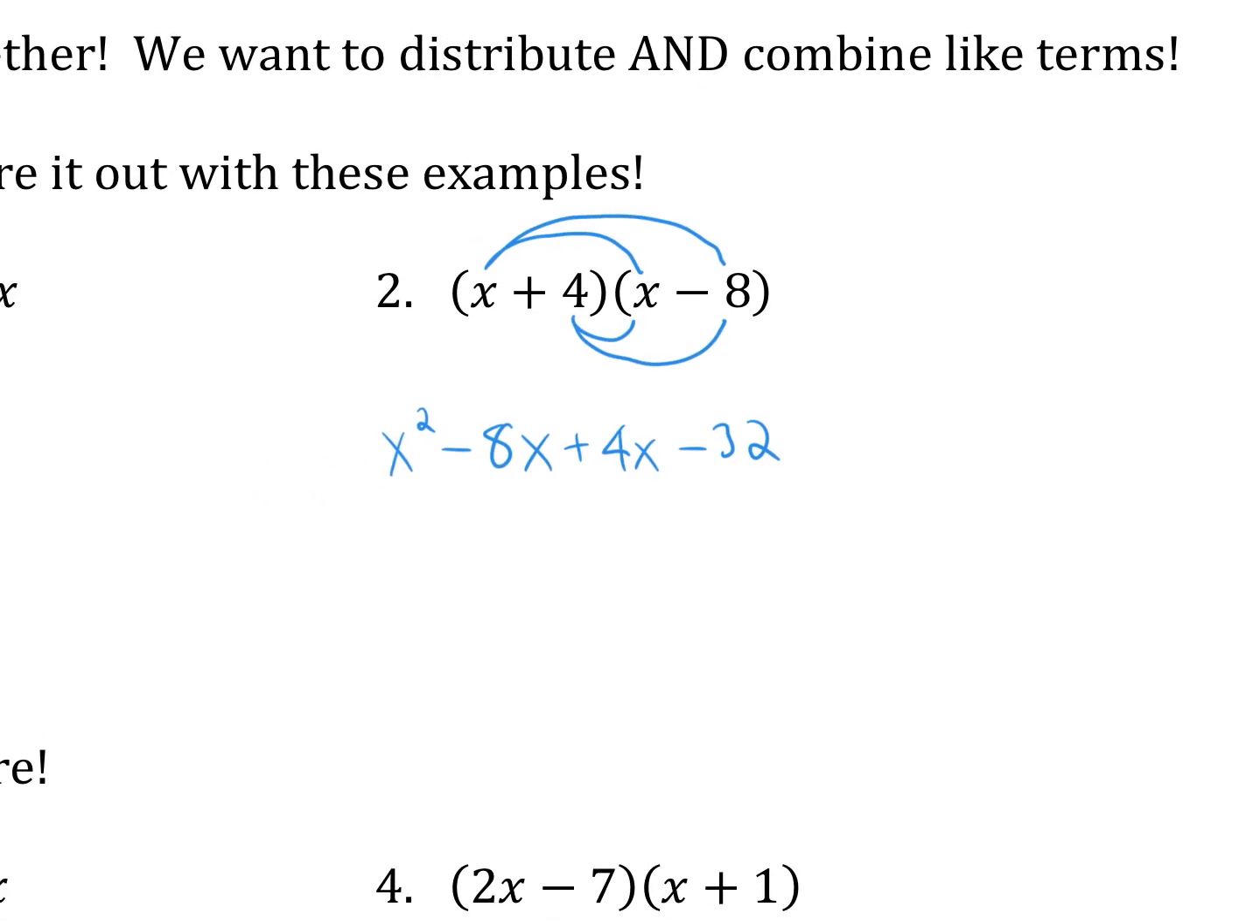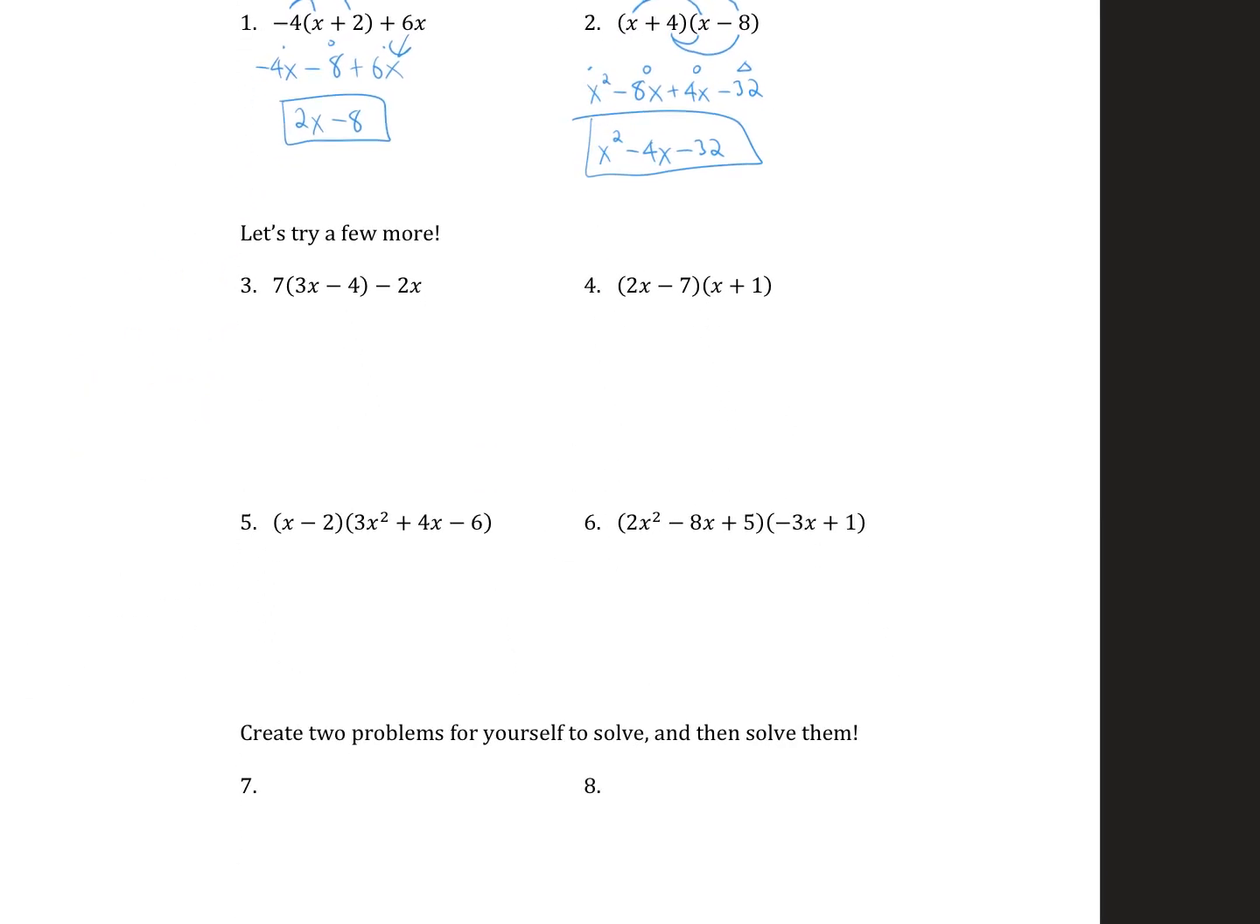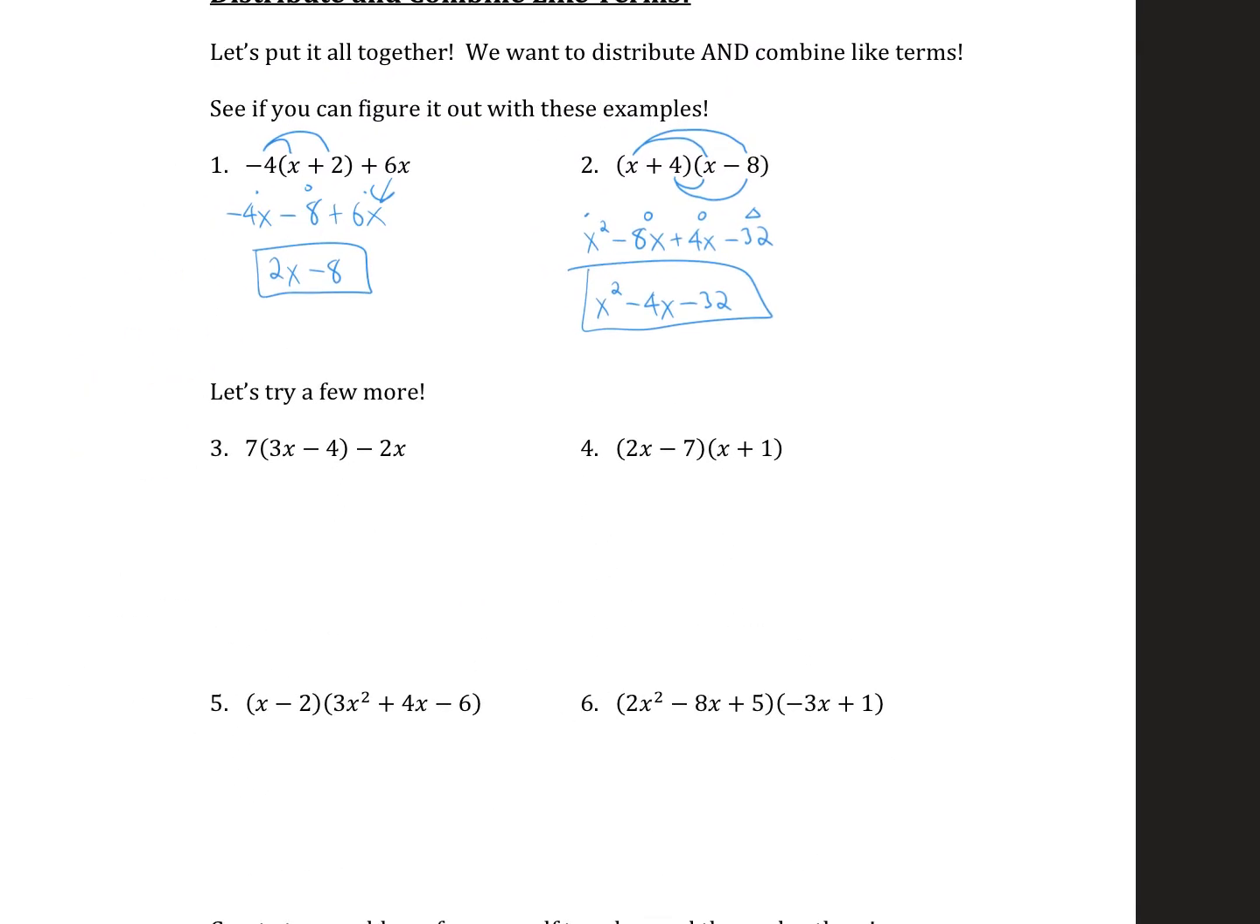Now we got to combine like terms here. So what do we have here? We got x squared is by itself. We got x and x. Then we got negative 32. So x squared is going to stay. What's negative 8x plus 4x going to be? Negative 4x minus 32. And that's it. That's if we distribute and combine like terms. All right, why don't you guys go ahead and try 3 through 6 now. Why don't you guys pause the video and try a few more examples.